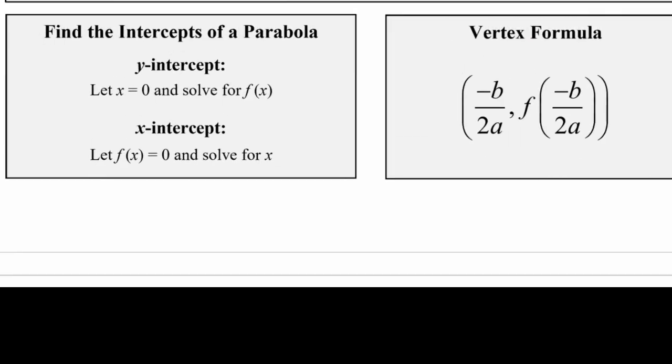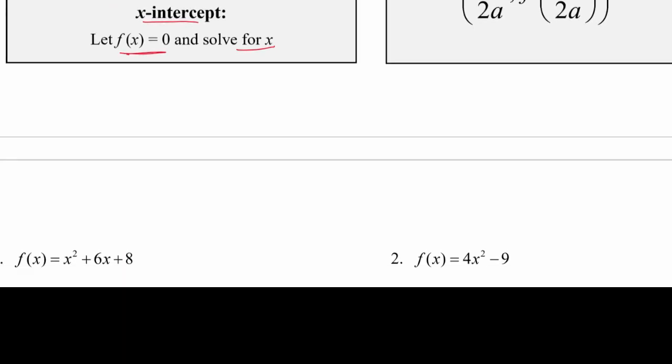Intercepts. How do we find intercepts of a parabola? Well, for the y-intercept, you are going to let x equal 0 and solve for y. And to find the x-intercepts, you're going to set the equation to 0 and solve for x. Okay? And again, here's your vertex formula, and you'll see us use that in the example. So let's go to the first example.